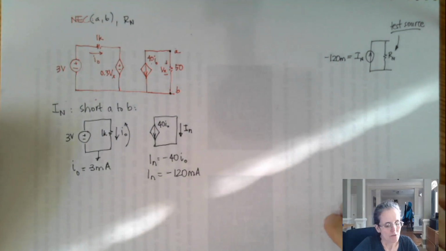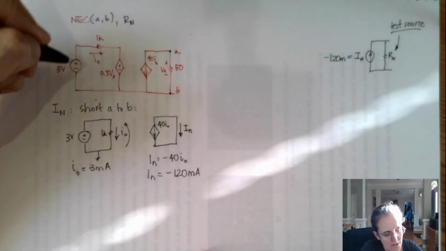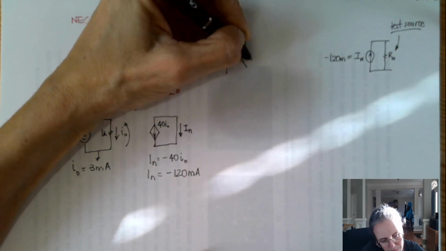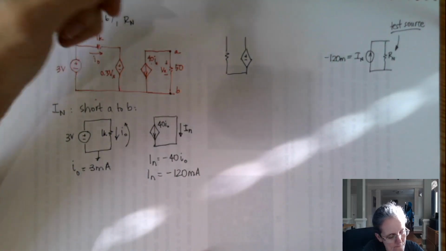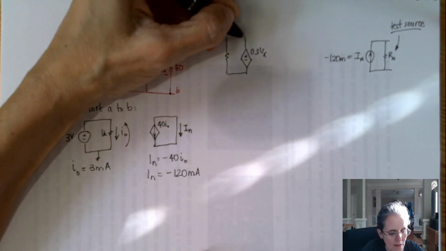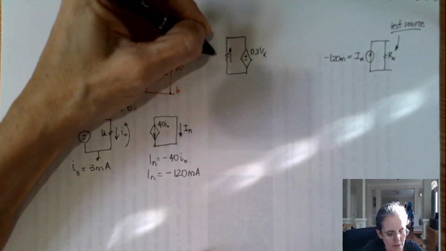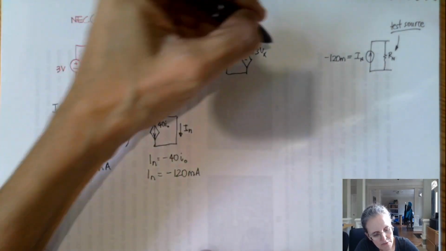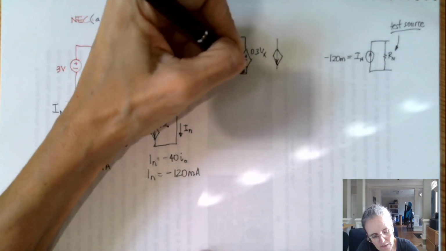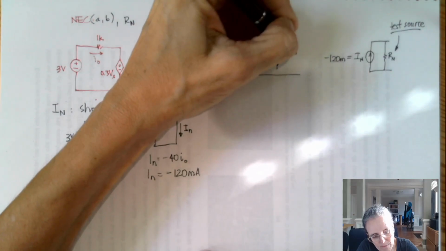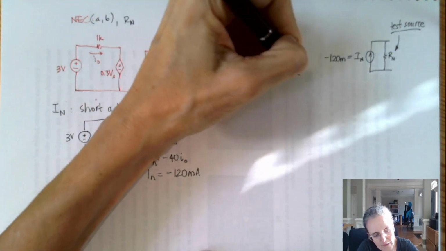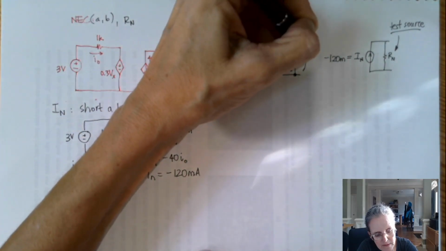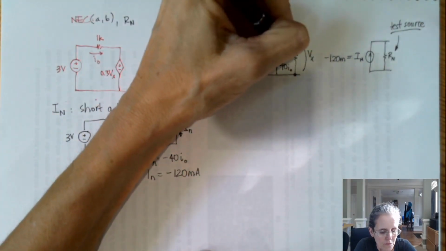Okay, so now let's try using a test source. The first step is turning the independent sources off. So now I have only these two: 0.3 Vx, and this is 1K. I turned the 3 volts off, which means it's shorted. But I still have the other side of the circuit. And this is 40 I0, and this is Vx, and this is 50 ohms.